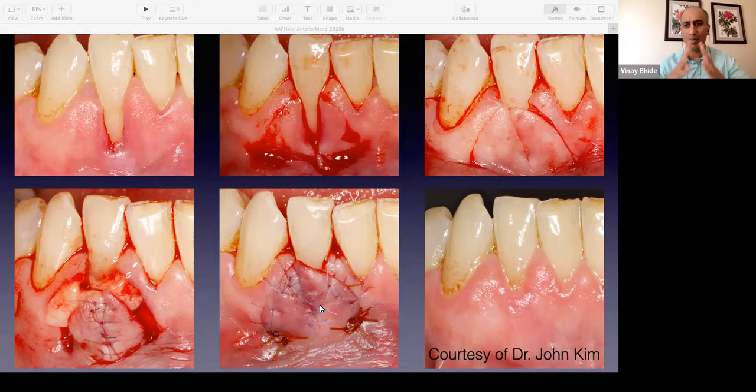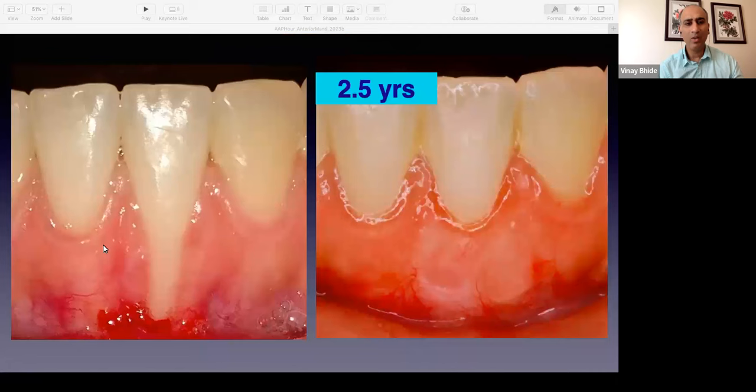And the result is quite good. We didn't get complete root coverage, but close to it. And we've gotten good keratinized tissue here as well. So this is the double papilla with connective tissue graft approach. And here's one of my cases with a 2.5-year follow-up, where we did the same thing that I showed you in the case previously, and we have complete root coverage there.